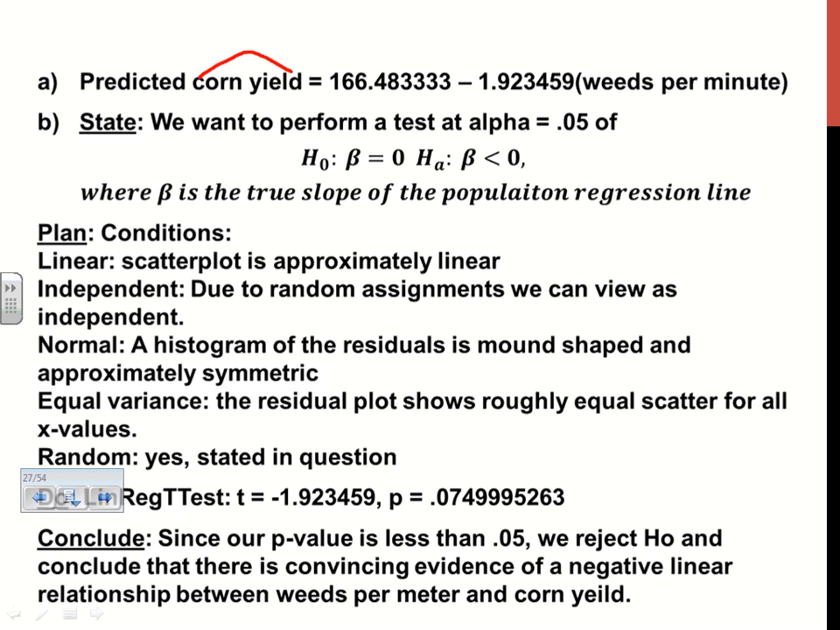We wanted to perform a test at alpha equals 0.05, where we're going to do a t-test for slope. So here our null hypothesis is beta equals 0. Our alternative is beta is less than 0, where beta is the true slope of the population regression line. Make sure you always define what beta is. I think I forgot to mention that last time. Don't forget you always have to define your variables in your hypothesis.